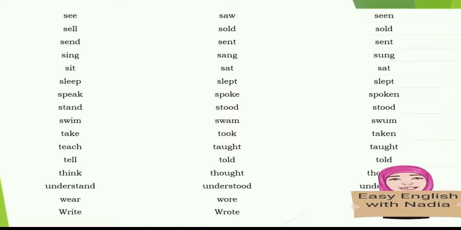Sing, sang, sung. Sit, sat, sat. Sleep, slept, slept. Speak, spoke, spoken. Stand, stood, stood. Swim, swam, swum. Take, took, taken. Teach, taught, taught. Tell, told, told. Think, thought, thought. Understand, understood, understood. Wear, wore, worn. Write, wrote, written.